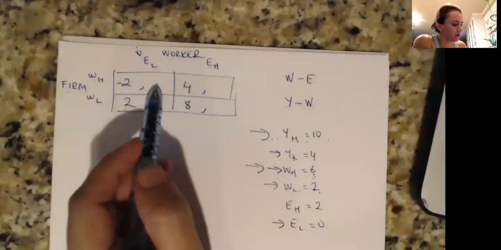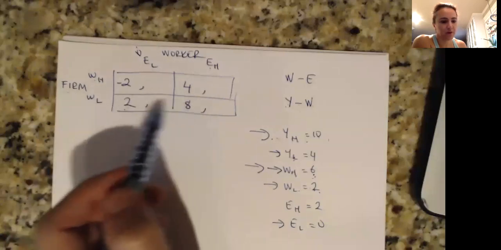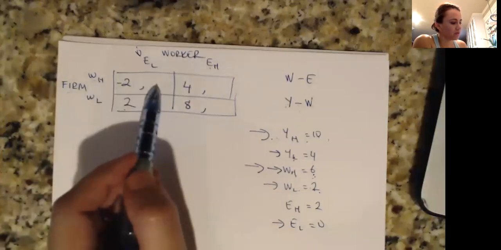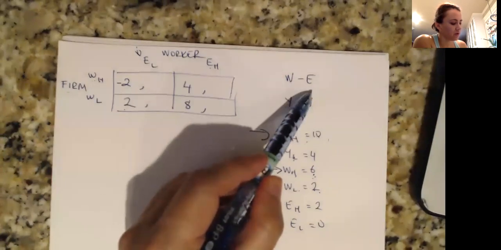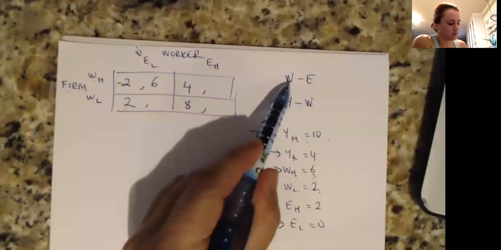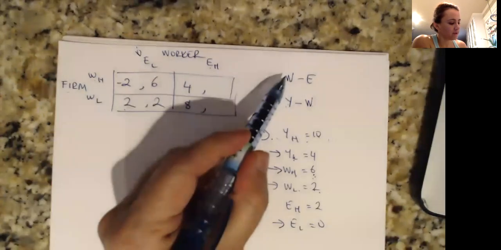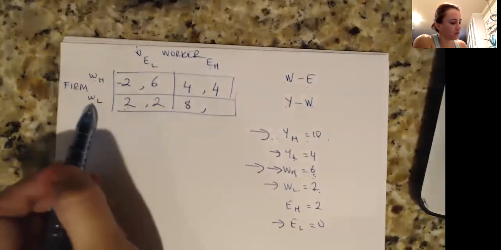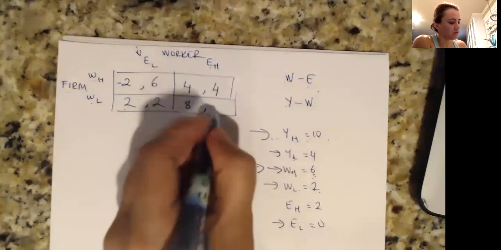Well, even without completing the table for the worker, I can easily see that WL is a strictly dominant strategy for the firm. Anyway, so let's complete the table. If the firm pays WH and the worker puts low effort, WH is 6, low effort is 0, so 6 minus 0, 6. With low wage, WL is 2, EL is 0, so this is 2. High wage is 6, high effort is 2, so 6 minus 2 is 4. Low wage, high effort, WL is 2, high effort is 2, so this is 0.